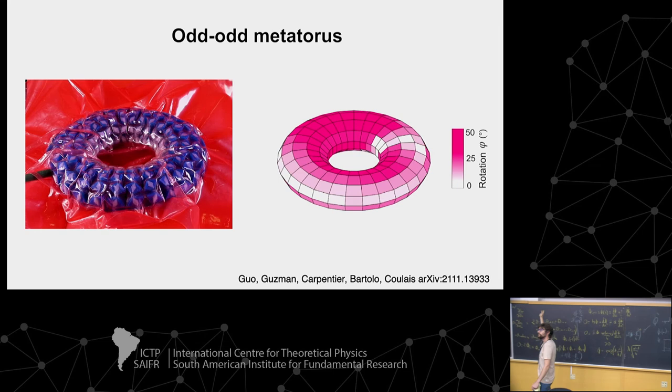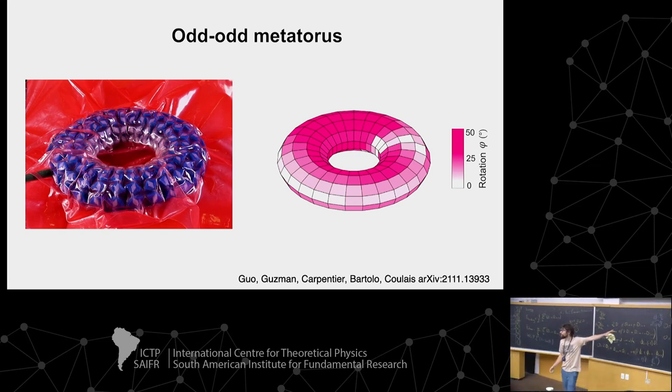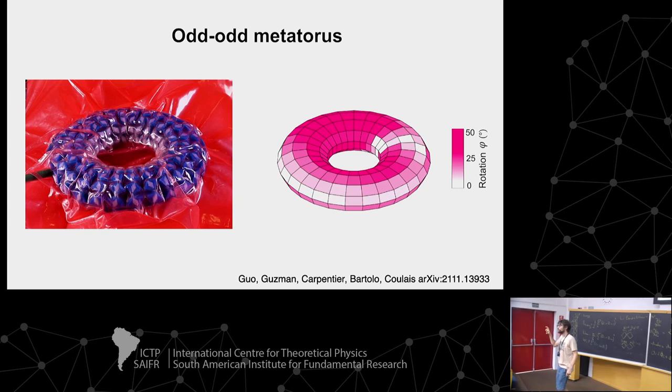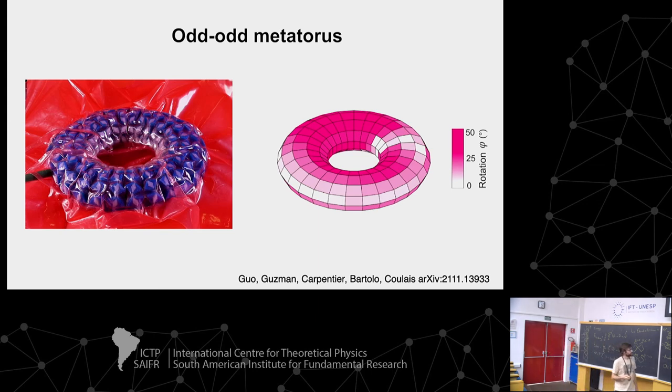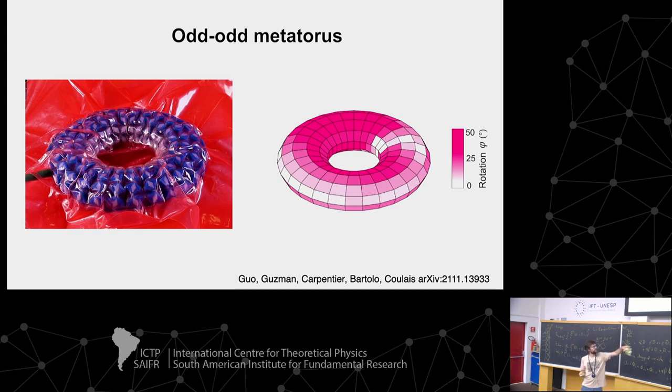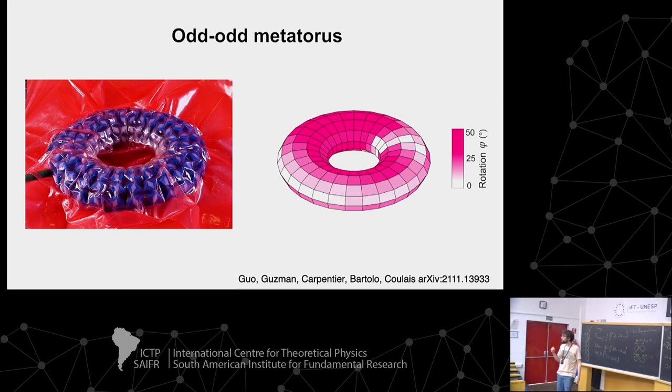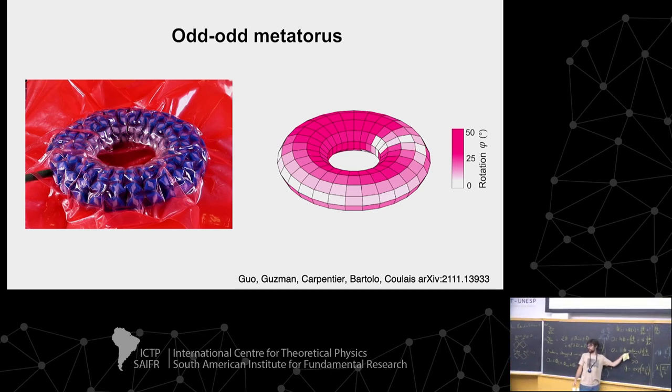Here there's a little bit of a joke because you have an odd number of squares, so there's no way in which you can consistently define your order parameter over the whole loop. What you can show is that the elasticity of that object is very similar to the elasticity of a Möbius strip, which is non-orientable. What Denis Bartolo and David Carpentier had shown before is that the elasticity of a Möbius strip can be described by this equation plus the topological constraint that this field has to vanish somewhere.